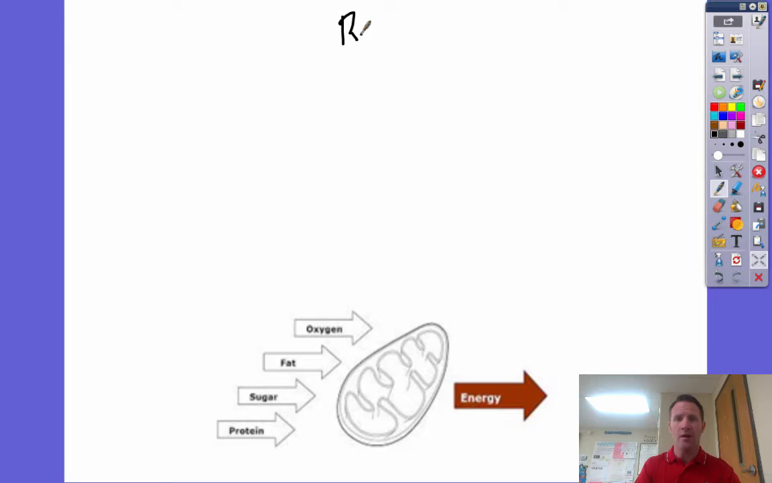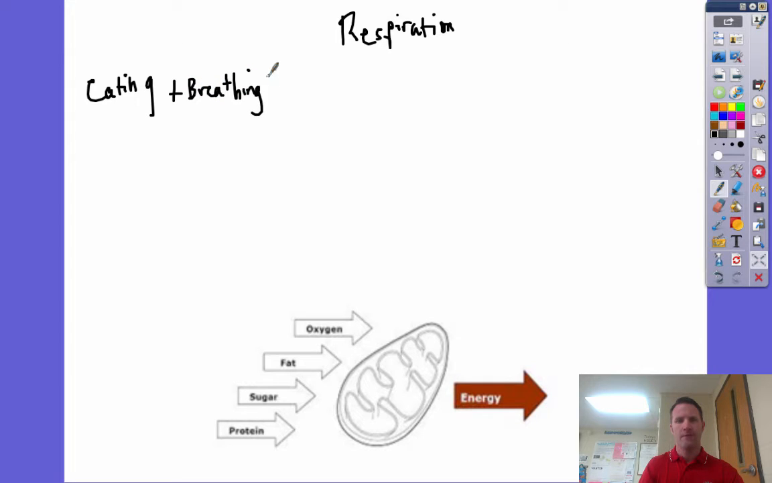Okay, this is about respiration. So respiration, remember that respiration is eating and breathing to make energy. Okay, eating and breathing to make energy. So respiration happens in your mitochondria.